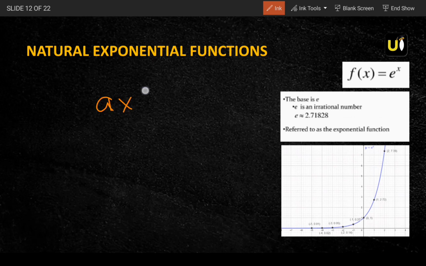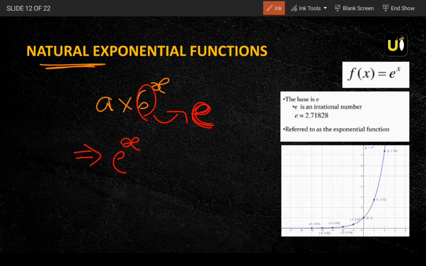It's a into b power x. In the natural exponential function, the base is always fixed. The base is e only. Okay, the natural exponential function is of the form e power x. See here the base is e, and this e is an irrational number. E is an irrational number, and it is having an approximate value as 2.71. Okay, this is how the graph of exponential function looks like.